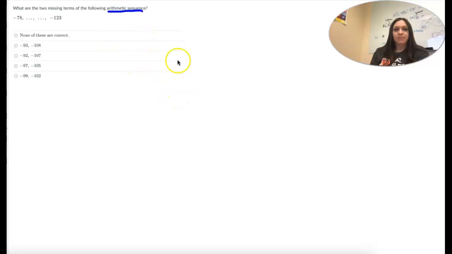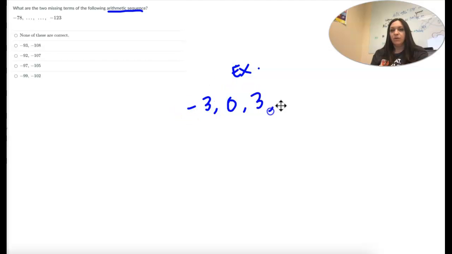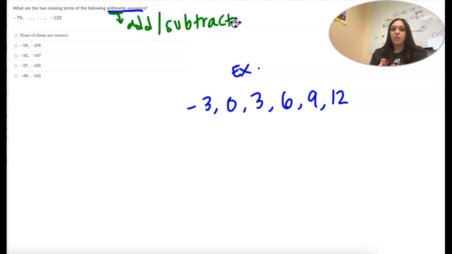Okay guys, this section is on arithmetic sequences. So a sequence is just a list of numbers. An example would just be -3, 0, and all the numbers you just put commas in between. And what makes it arithmetic is that we're adding or subtracting the same number between each term. So for this sequence, I'm adding 3 between each term. That makes this an arithmetic sequence.